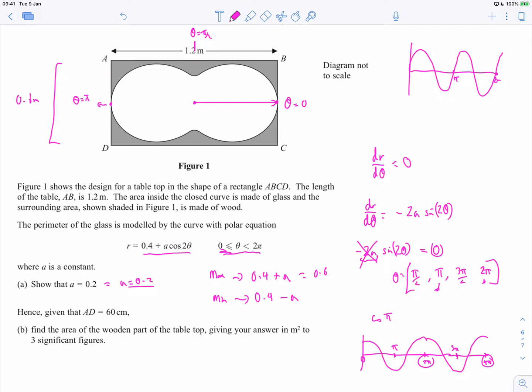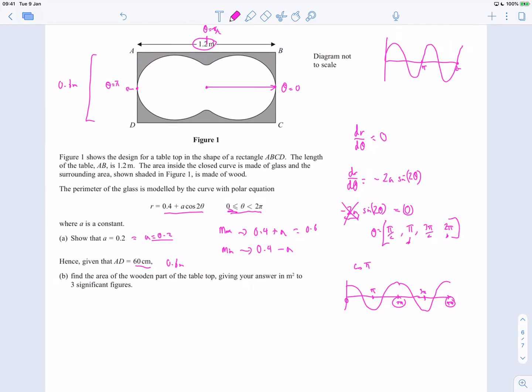I don't know why they've given it. Why would you? This is just poor for me, because they've given it in meters, and then they've deliberately gone for centimetres when they could have just said 0.6 metres. It's like they're wanting people to mess up. It's just not nice. Find the area of the wooden part of the tabletop, giving your answer in metres squared.